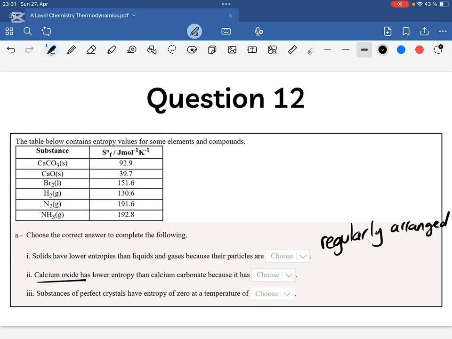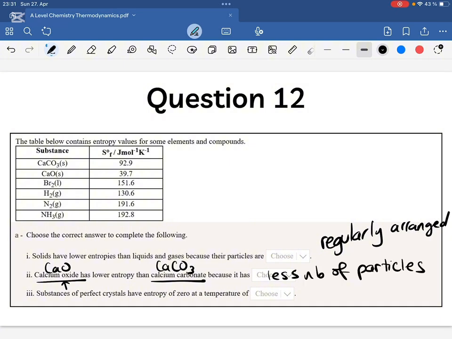Calcium oxide, which is CaO, has lower entropy than calcium carbonate. Lower entropy, we mean lower disorder, because CaCO3 has more particles, CaO has fewer particles. This is why it has a lower entropy. So it's because it has a smaller number of particles.